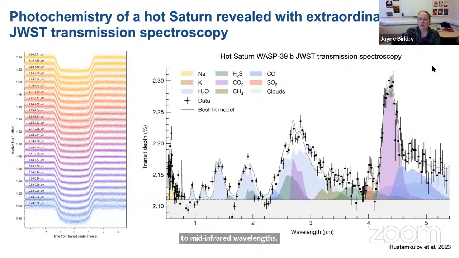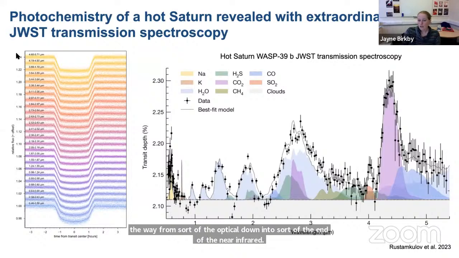So this is just showing you a hot Saturn, and this was a really nice confirmation of this huge peak here from this CO2 feature. And then at the time, there was a mystery peak down here that we now know to be SO2. And very beautiful light curve quality on the left-hand side here, all the way from sort of the optical down into sort of the end of the near infrared.